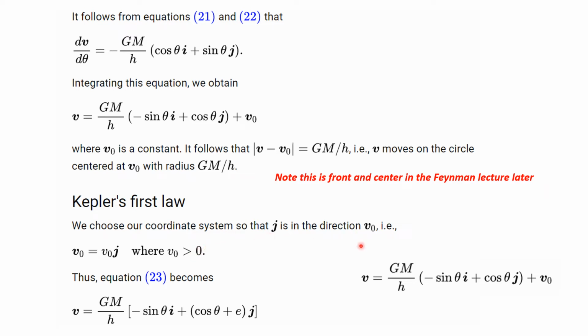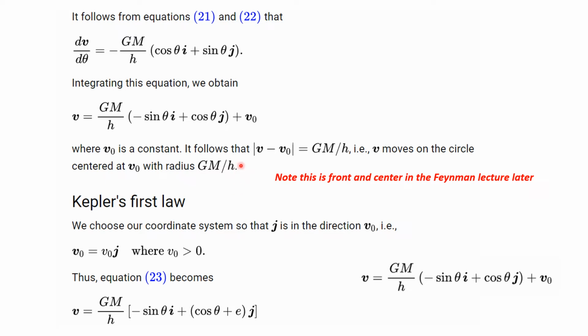Okay, so now we know there is a v0, and we know what it is, and we can orient the coordinate system so that j is in the direction of v0. That means that v0 is equal to the magnitude of v0 times j in that direction. So our equation for the velocity becomes this.